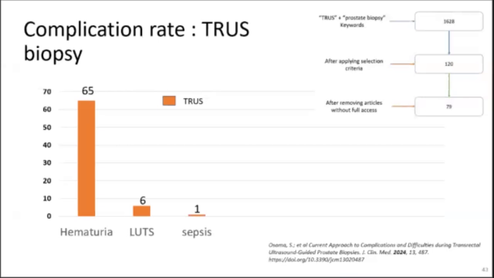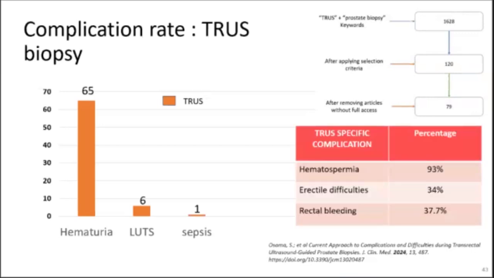Regarding the complication rates of TRUS biopsy, a meta-analysis of 79 studies with thousands of patients was done to study the complication rates of TRUS-guided biopsy. It was found that 65% of the patients had hematuria, 6% patients had lower urinary tract symptoms, and 1% of the patients had sepsis. There were certain TRUS-specific complications, which was hematospermia, which was seen in 93%, erectile difficulties, which was found in 34% of the patients, and rectal bleeding was found in 37.7% of the patients.